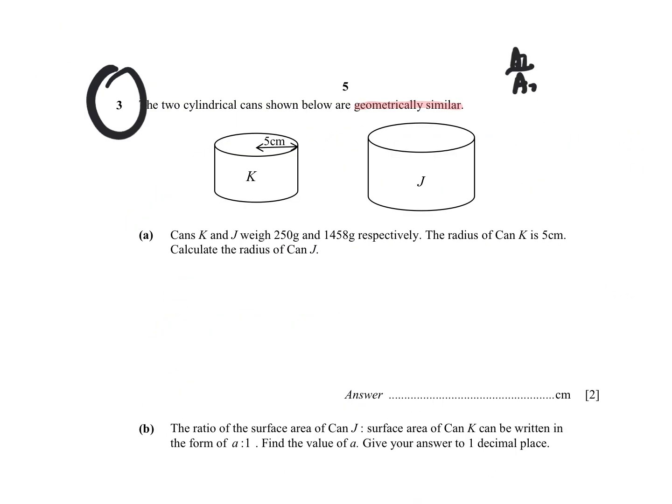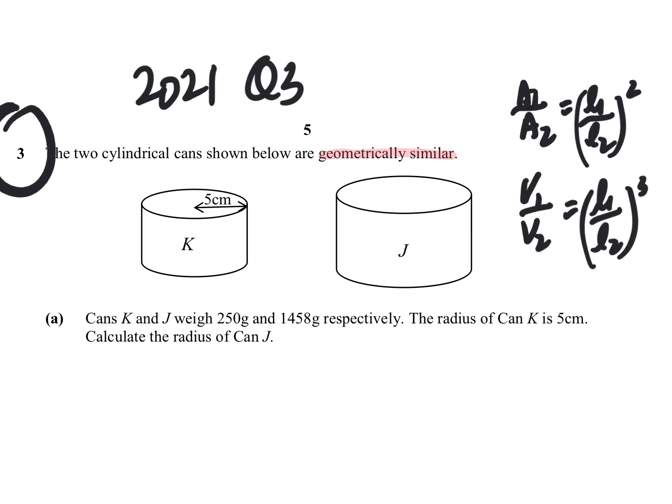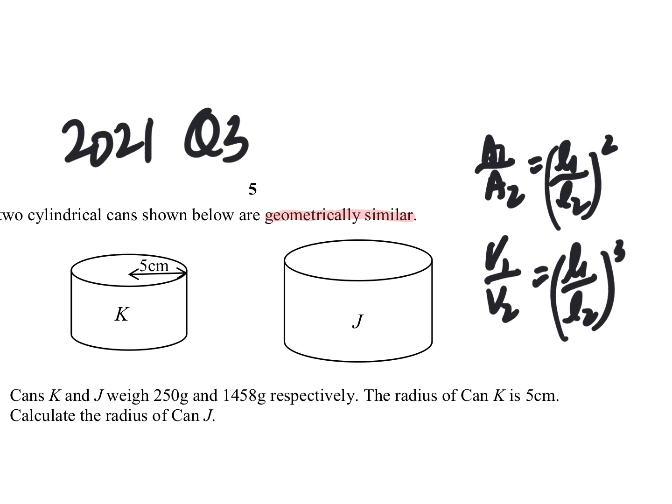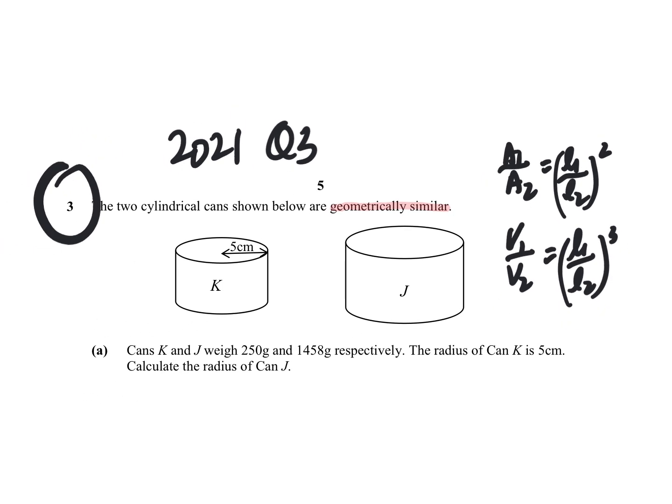A1, A2, L1, L2 square, or I will use B1, B2, L1, L2 cube. 2021, Question 3. 2021. Okay, so I have 2 cylindrical cans. They are geometrically similar. Then they tell me this one weighs 250. This one weighs 1458.